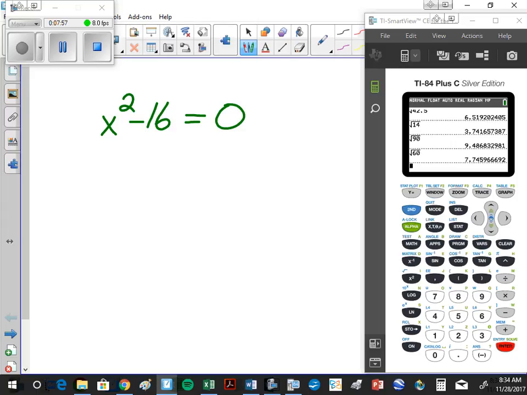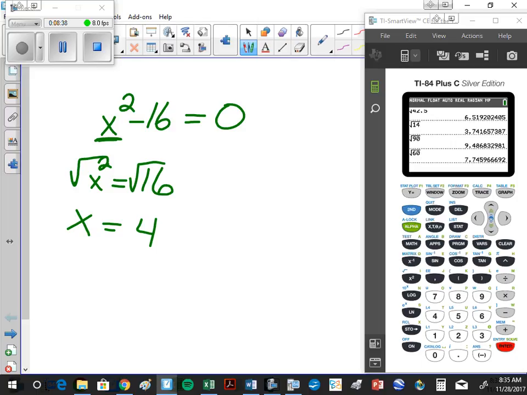So instead of factoring, we are just going to get x by itself. What do I need to do to get this variable all by itself? Add 16 to the other side. X squared is equal to 16. How do you undo a squared? Square root. I take the square root of this side and the square root of this side. What is the square root of x squared? X. And what is the square root of 16? 4.